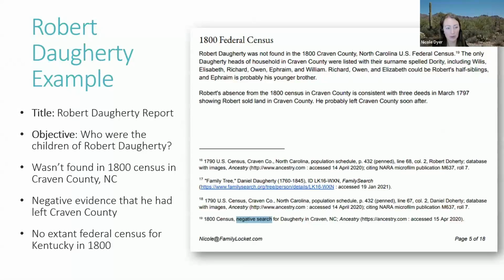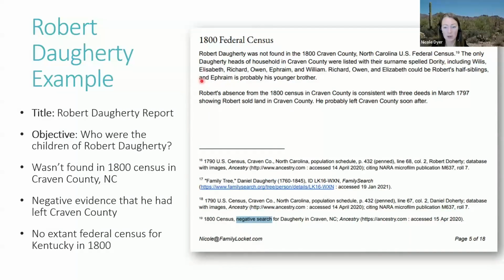Okay, in the Robert Daugherty report, I was trying to figure out the children of Robert Daugherty, and so I searched the 1800 census of North Carolina in Craven County, where he supposedly lived in the 1790s, and he wasn't found on that census. So I said Robert Daugherty was not found in the 1800 Craven County, North Carolina U.S. federal census. The only Daugherty heads of household in Craven were listed with their surnames spelled Dority, including Willis, Elizabeth, Richard, Owen, Ephraim, and William.